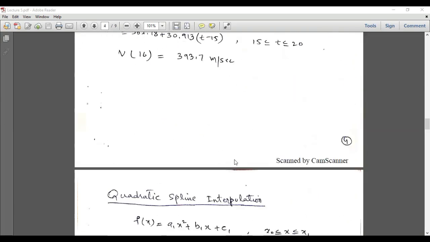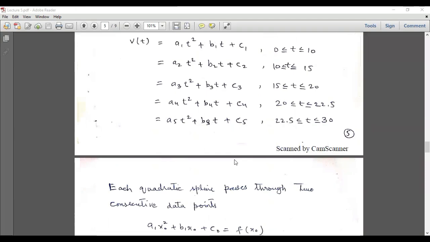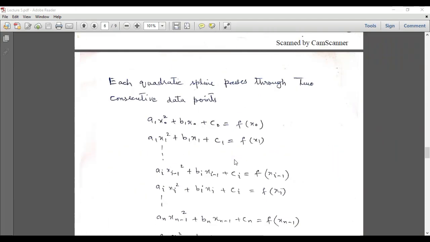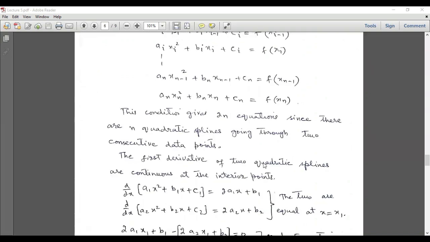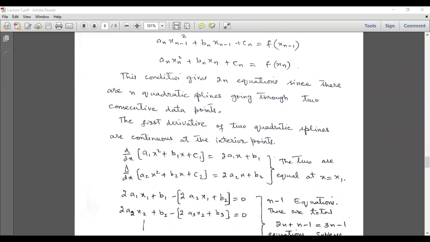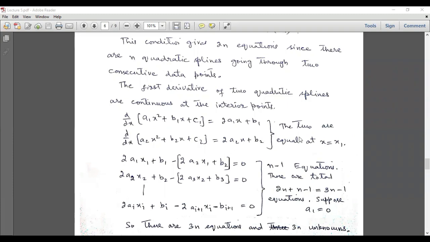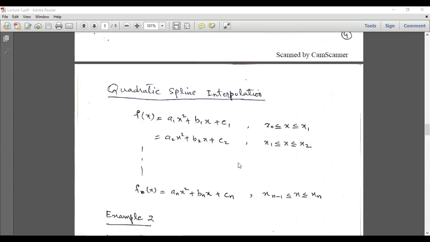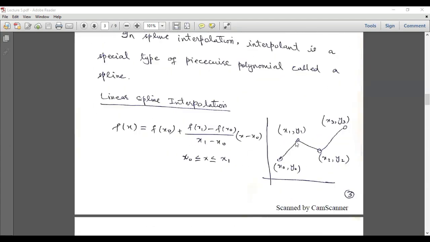So that smooth transition is possible if we assume that the rate of change of the first spline and the rate of change of the second spline at the interior point is the same. So it means that the first derivatives of 2 quadratic splines are continuous at the interior points. So this is the derivative of the first spline, 2a1x plus b1. This is the derivative of the second spline, and these two derivatives must be equal at x equal to x1. So that is what we have used over here. So the two are equal at x equal to x1. So this minus this is equal to 0, and x should be equal to x1. So we have built up one equation from this condition for the first and the second spline. So we will get one equation for this point, one equation for this point.